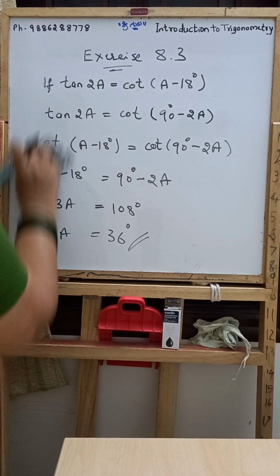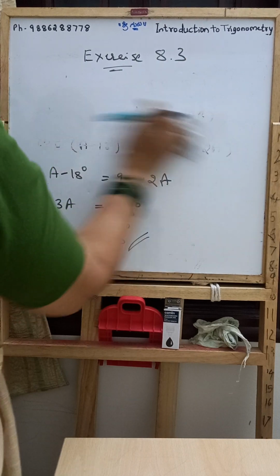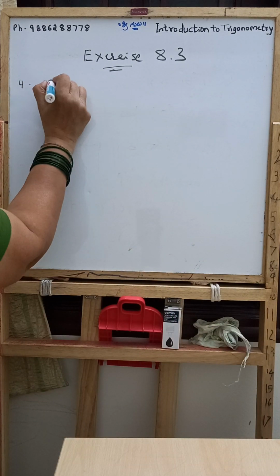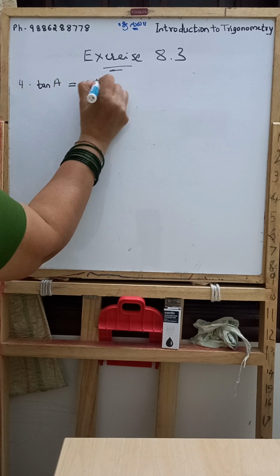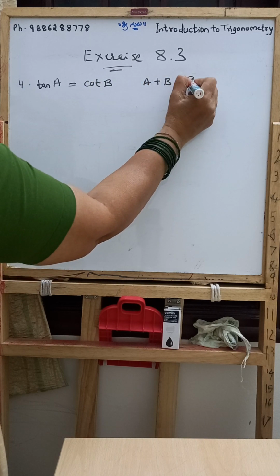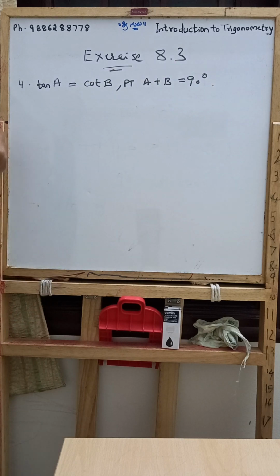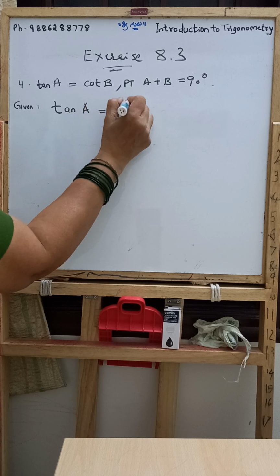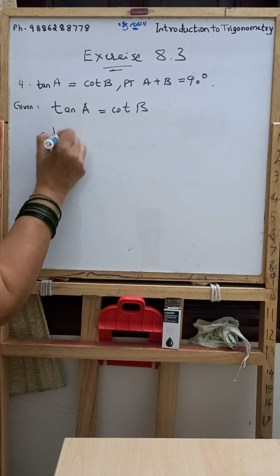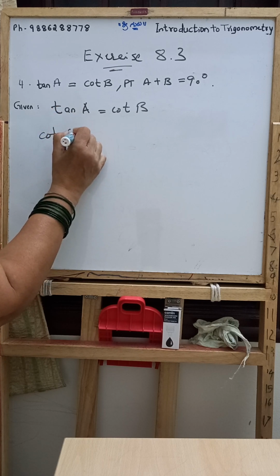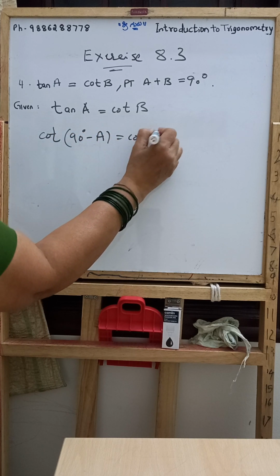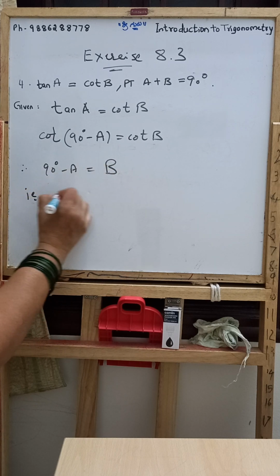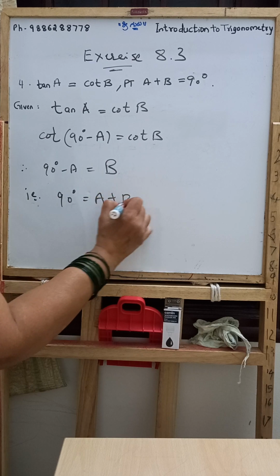Then the fourth one. If tan A is equal to cot B, prove that A plus B is equal to 90 degrees. Given tan A is equal to cot B, the tan A can be written as cot of 90 degrees minus A. This is equal to cot of B. Therefore, 90 degrees minus A is equal to B. That is 90 degrees is equal to A plus B. Hence, proved.